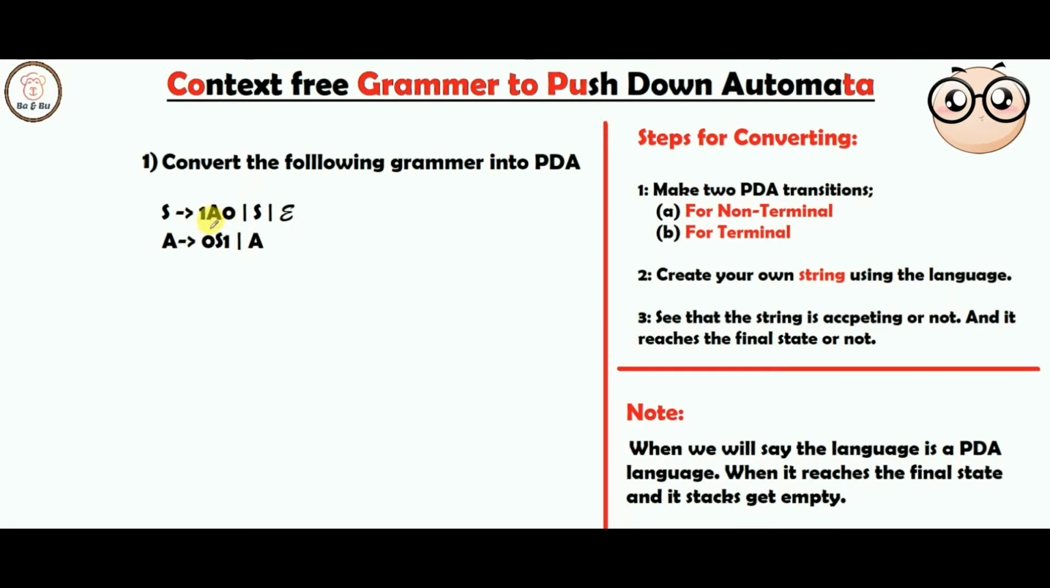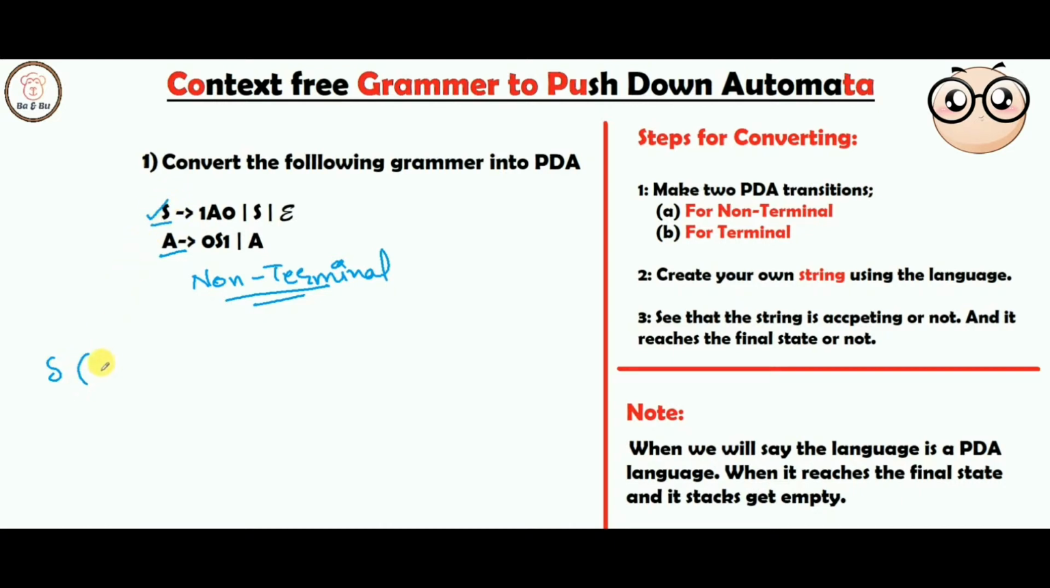First we have to check how many non-terminals there are in the grammar. Here we have two non-terminals, S and A. So we are going to make the first PDA transitions for non-terminals. First I'm going to take S because it is the starting symbol.